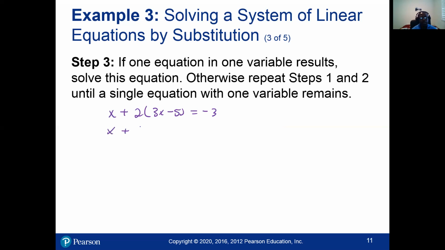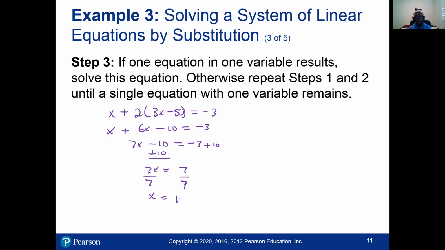We distribute, and that gives me 6x minus 10 is equal to negative 3. Then x plus 6x is 7x minus 10 equals negative 3. We add 10 to both sides, and then we get 7x is equal to 7. Divide both sides by 7, and you have x is equal to 1.